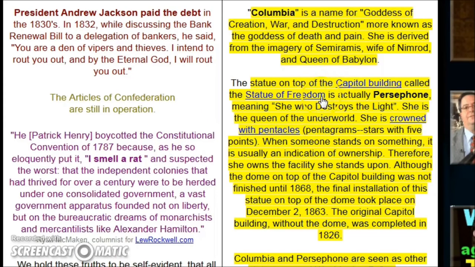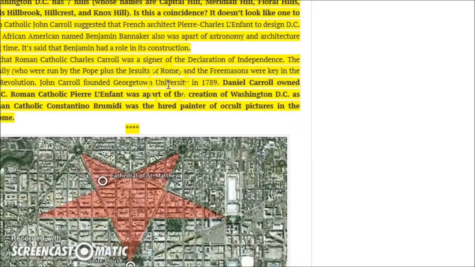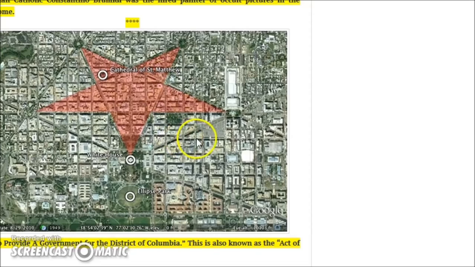So Columbia is a name for goddess of the creation, war, and destruction, more known as the goddess of death and pain. Wonderful. She is derived from the imagery of Semiramis, wife of Nimrod and queen of Babylon back in the Egyptian days. The statue on the top of the Capitol building called the Statue of Freedom is actually Persephone, meaning she who destroys light. She is the queen of the underworld. She is crowned with pentacles and pentagrams and stars with 5 points. And let's go back quick over here, and you can see here's Washington, D.C. laid out by L'Enfant, the Roman Catholic, in the shape of the pentagram.